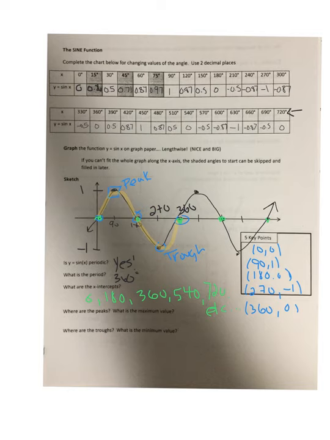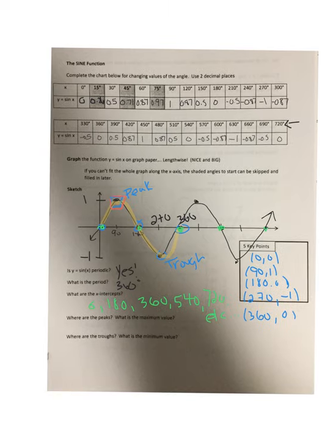Where are the peaks? So our first peak is right here, and it's at 90 comma 1. Our second one is right here, and it's at 450 comma 1. You'll notice that between the 90 and the 450 is a full period, a full 360 degrees. Now, you can get more peaks, or all of the peaks, by adding 360.